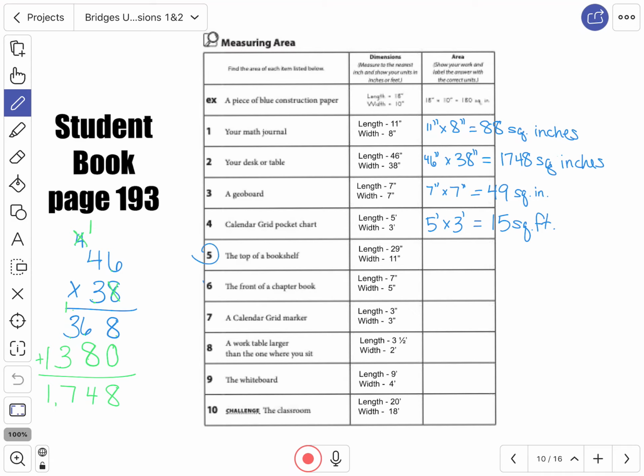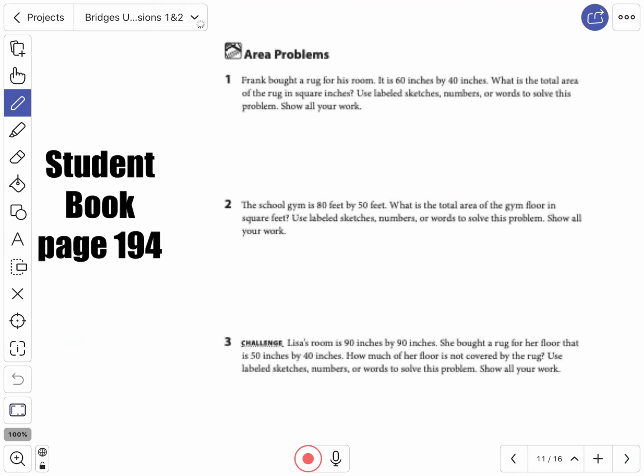So I'm going to have you do the rest of these on your own in your workbook, all right? And then upload that into Seesaw. Okay, moving on. All right, student book page 194. Number 1, Frank bought a rug for his room. It is 60 inches by 40 inches.